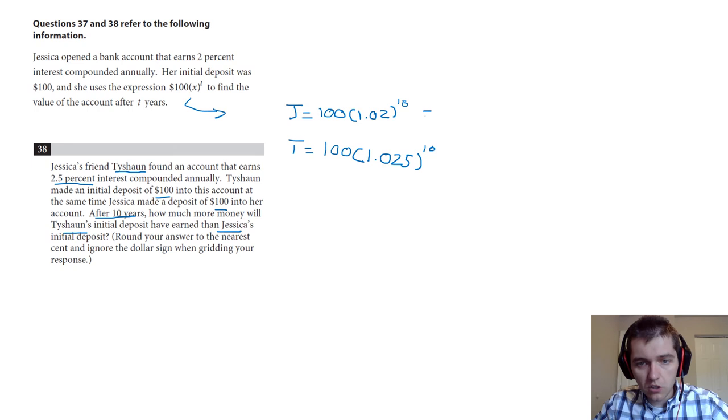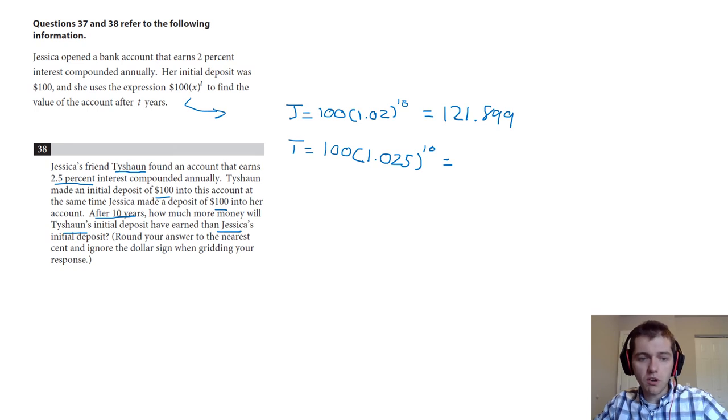And it's the calculator section, so you can plug that in to find for each of them. Jessica will earn 121.899, and it's important to take this out to three decimal places at this point because they're asking for rounding the answer to the nearest cent. So if you keep three decimal places, then you can round. You'll know exactly what to round to.